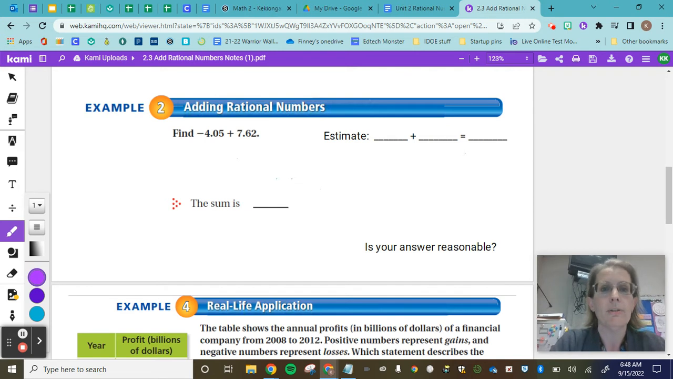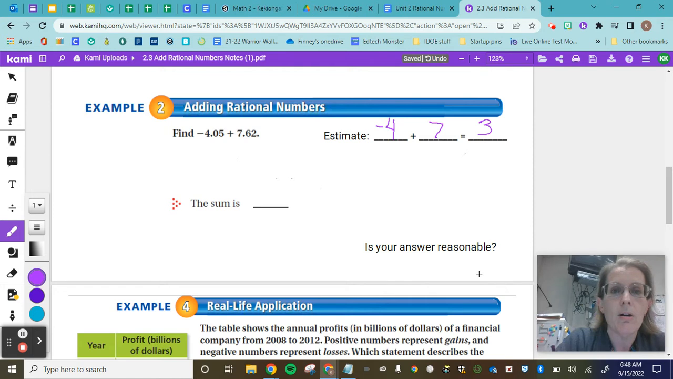Now we're going to apply those skills to decimals. So I need to find -4.05 plus 7.62. -4.05 is close to -4, and then 7.62 is close to 7. So I'm estimating to check if my answer is reasonable. -4 plus 7, they will cancel out. So my positives will win because there's more positives, and I will have 3.